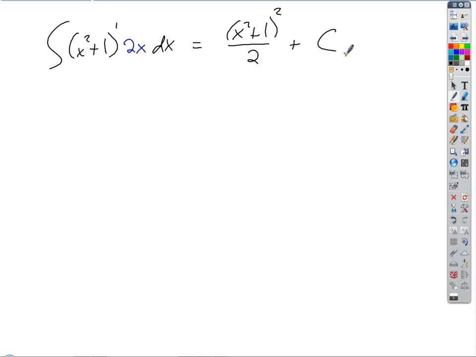Let's just check it out. See if that works. So if we differentiate this, the constant goes away. And what do we get here? Well, the derivative of u squared is 2 times u to the 1. So the 2's cancel, right? And then when we differentiate u, we get 2x, right? So it works.